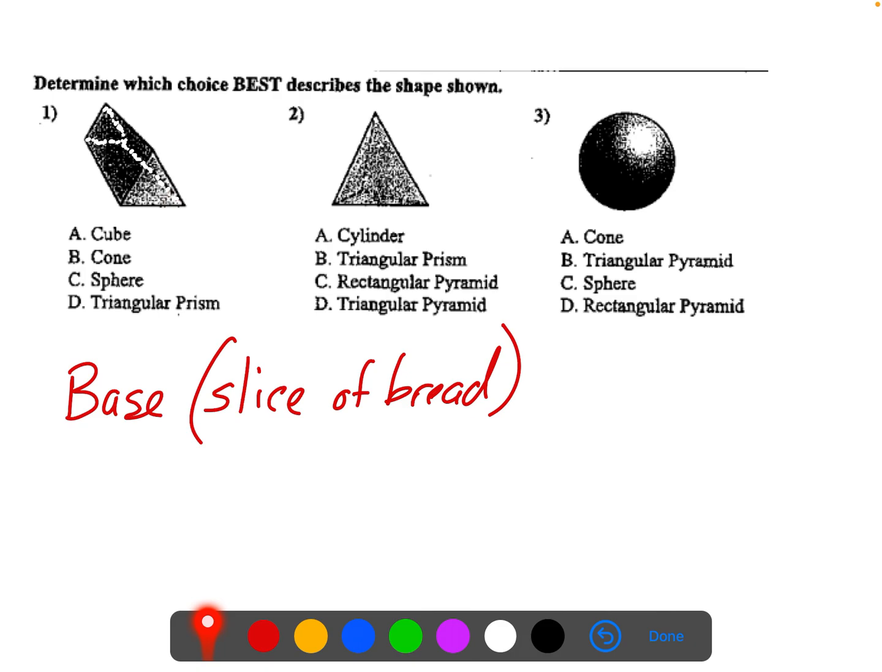All right, and you can maybe picture this as a triangular loaf of bread because if we were to start slicing this like a loaf of bread again, a slice here on the front is going to look identical to a slice here in the back. That's our base. So we have a triangular base.